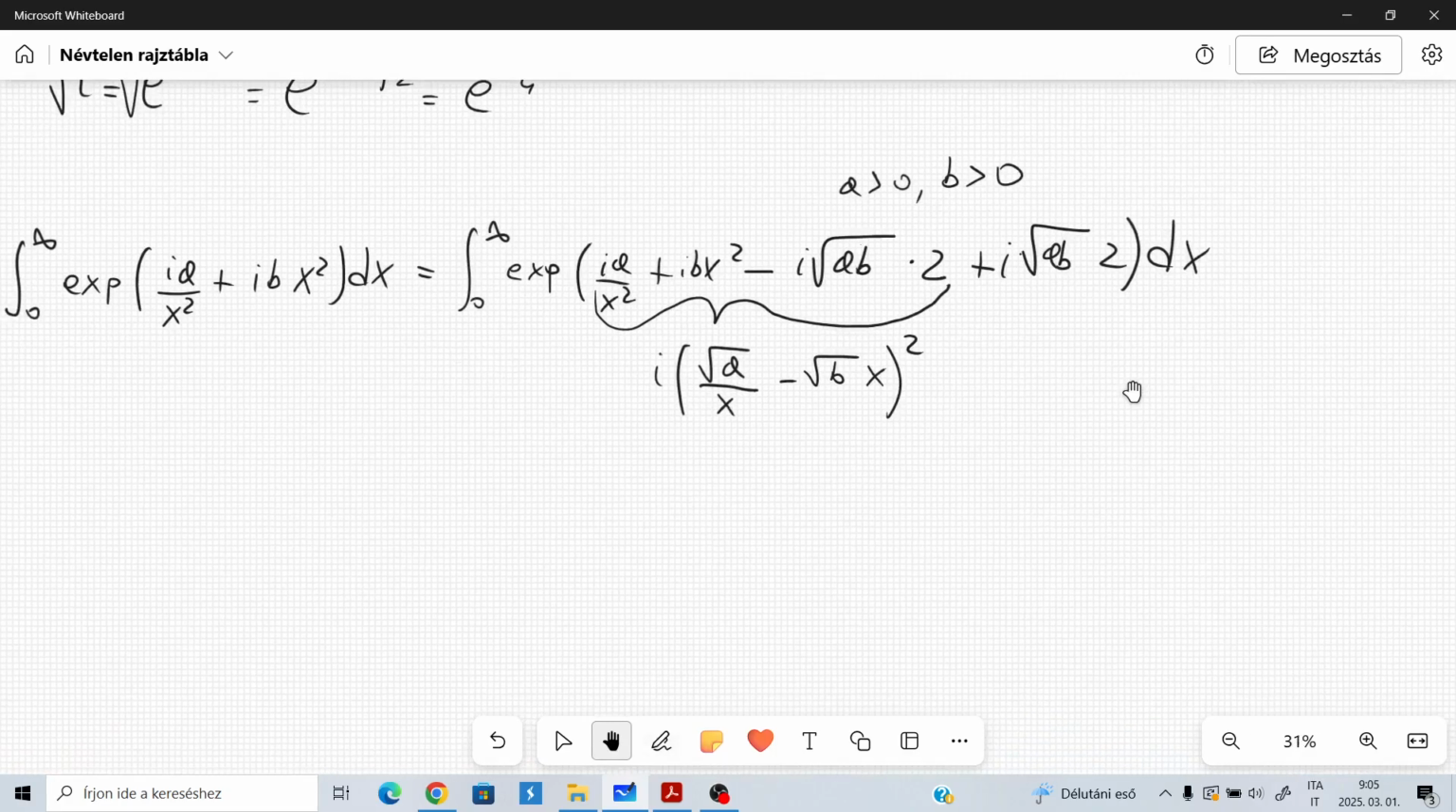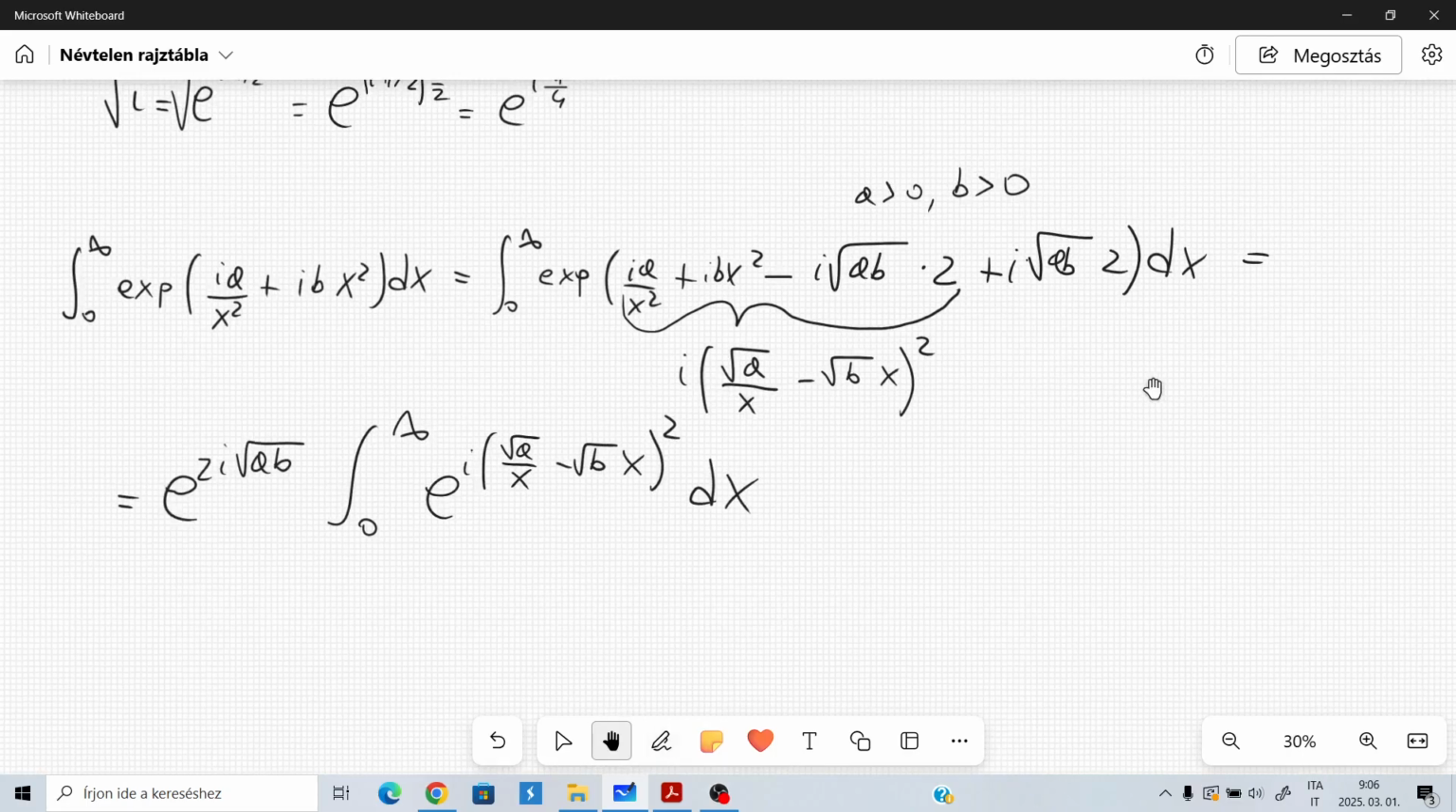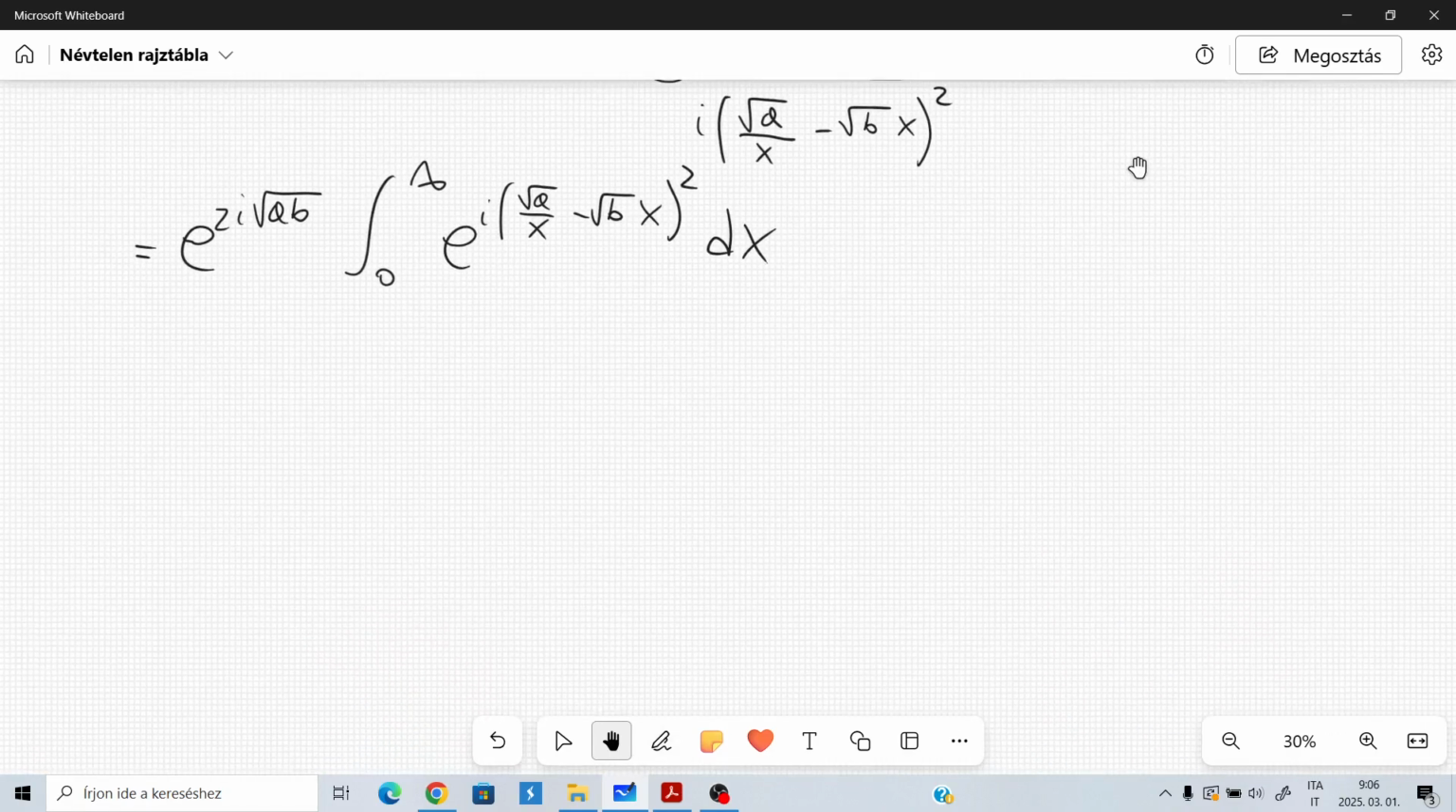So at this point, you can factor out the exponential of 2i square root of ab, and then we have an integral from 0 to infinity of e to the i, times the square root of a over x minus the square root of b times x, squared, dx, like this. Now let's focus on this integral here.